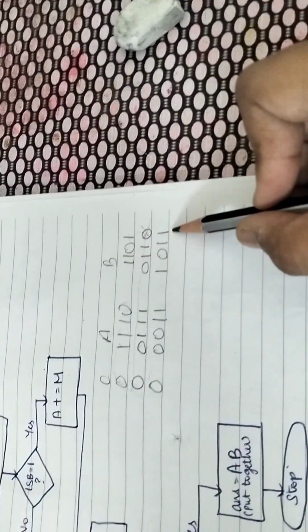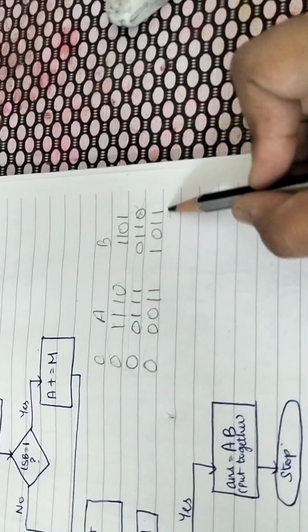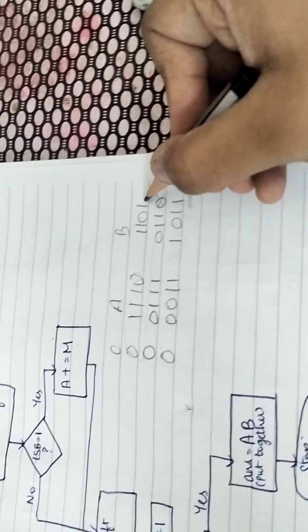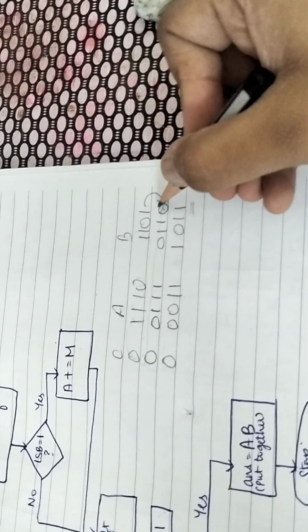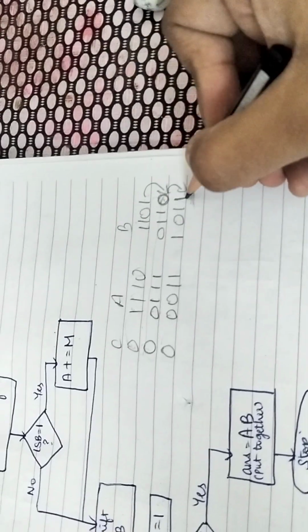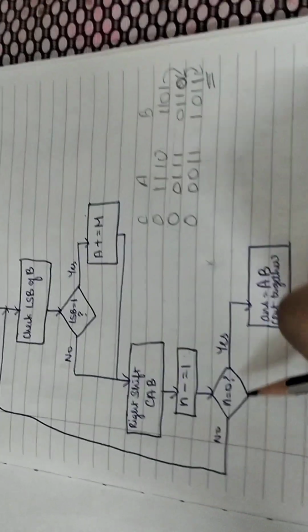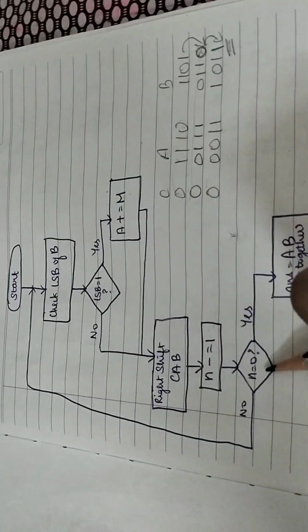Now your B has shifted to the right by 1 step, right? So the least significant bit is a different digit now. So initially it was 1101, then it became 0110. So this was the LSB. Now this is the LSB. So again you check the LSB, again you repeat the same process until n becomes 0.